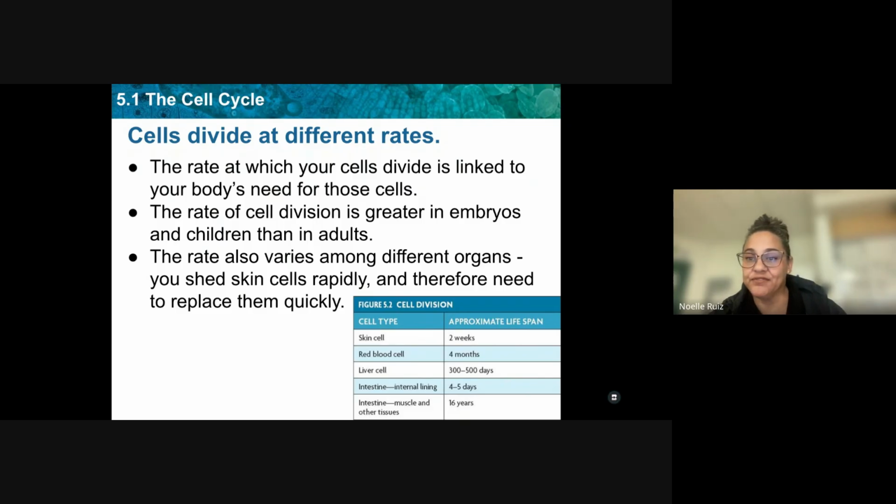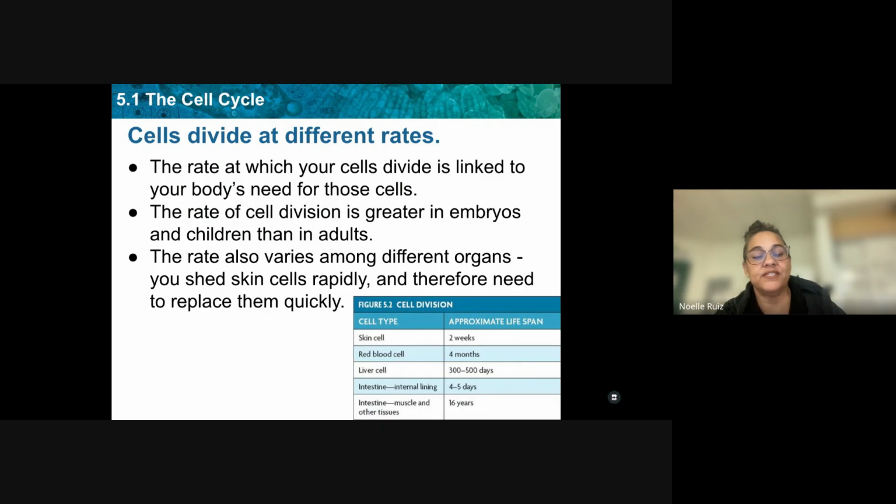But cells divide at different rates. So there are also different rates of cancer among different types of tissues and cells in your body because some divide very quickly on principle, some divide very slowly. The rate at which your cells divide is linked to your body's need for those cells. The rate of cell division is greater in embryos because they have to grow cells constantly because they're not a fully functioning human yet. It's also faster in children because same, children are growing, they're getting taller, they're getting thicker, they're growing new stuff.